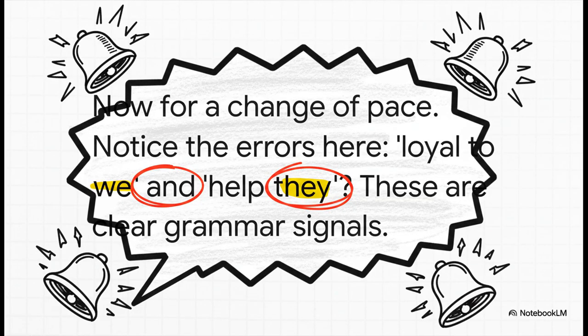All right, now for something completely different. Take a look at this one. Something should immediately jump off the page at you. Loyal to we? Help they? Uh-oh, the grammar alarm bells are definitely ringing now.